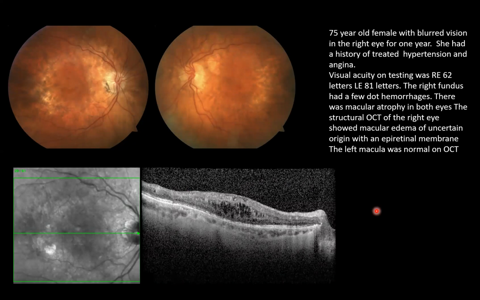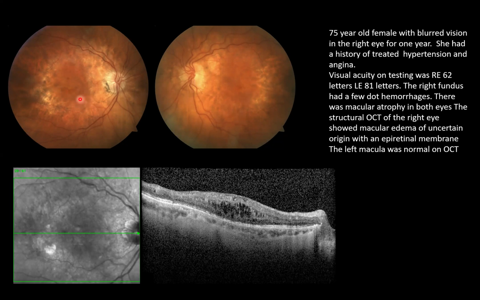So just to finish off, I would like to present this very last case that will show us that it's very important that we look at the OCT, the patient, and all the images together. This patient is a 75-year-old female with 1 year of blurred vision. And she also has vascular problems, as you might have imagined, and a history of treated hypertension and angina. The right eye has poorer vision, but the left eye has very good vision.